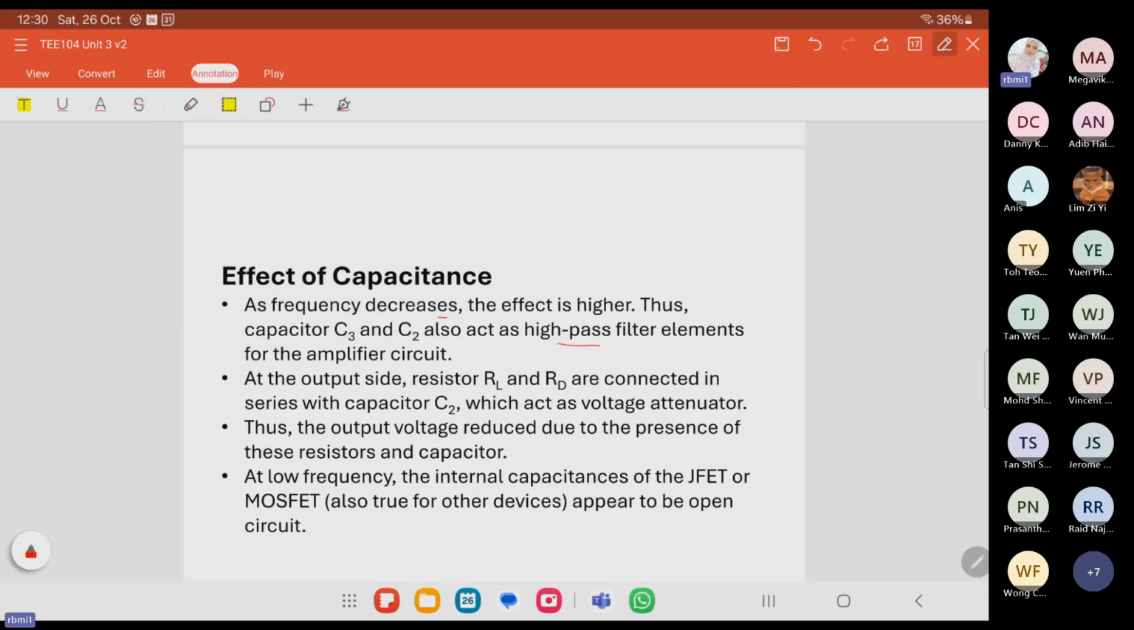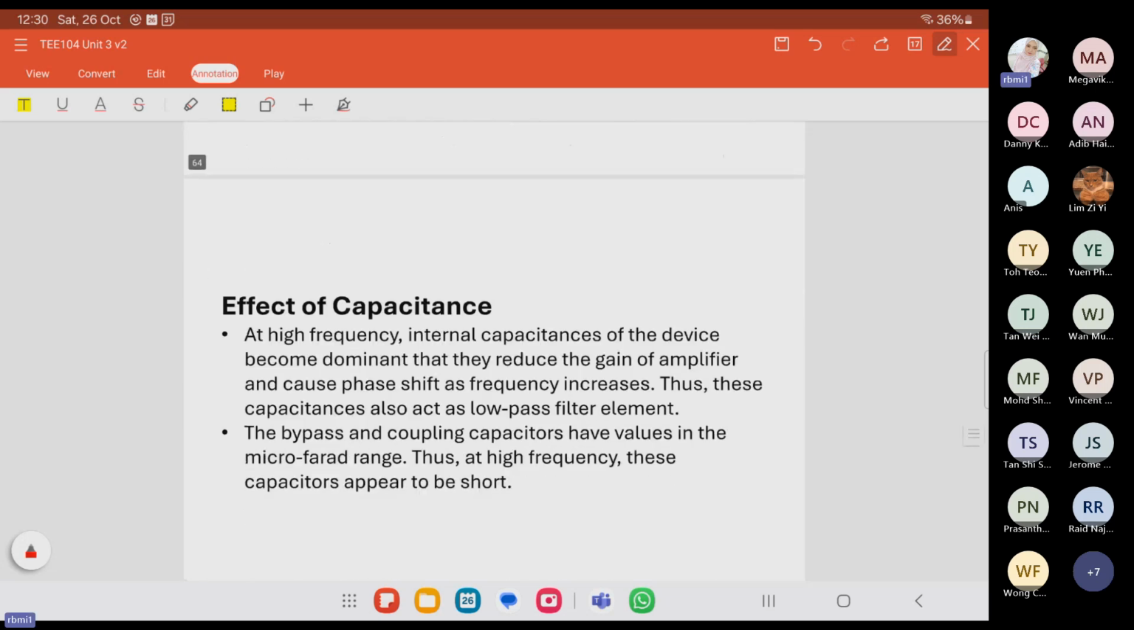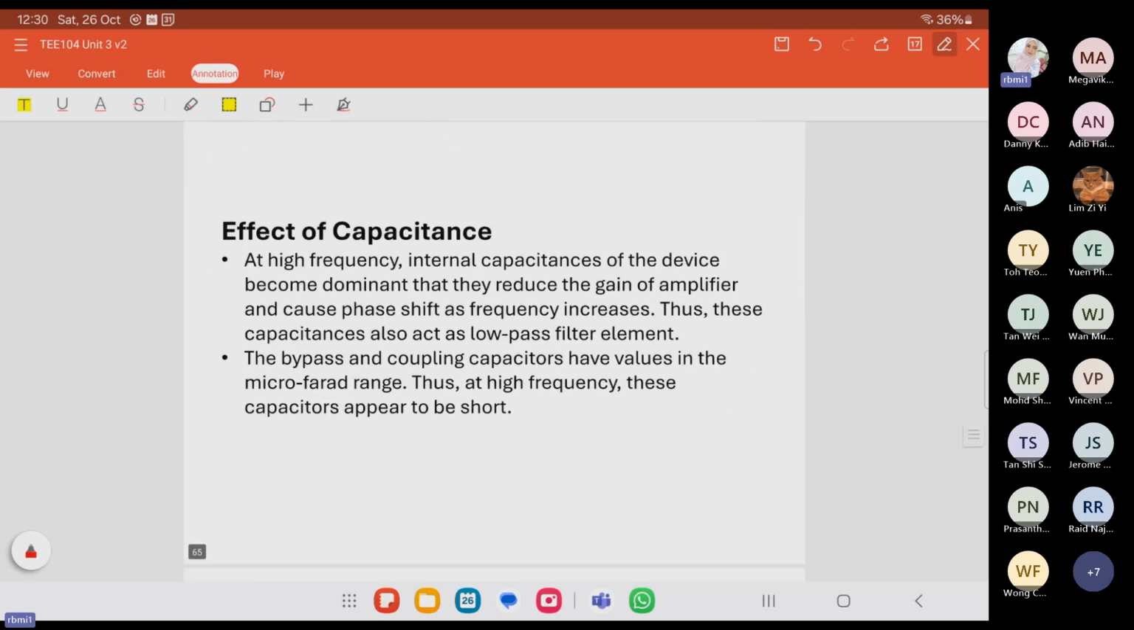At low frequency, the internal capacitance of the JFET or MOSFET, and this is also true if we use a BJT, appears to be an open circuit. The bypass and coupling capacitors have values in the microfarad range, and at high frequency these capacitors appear to be short.